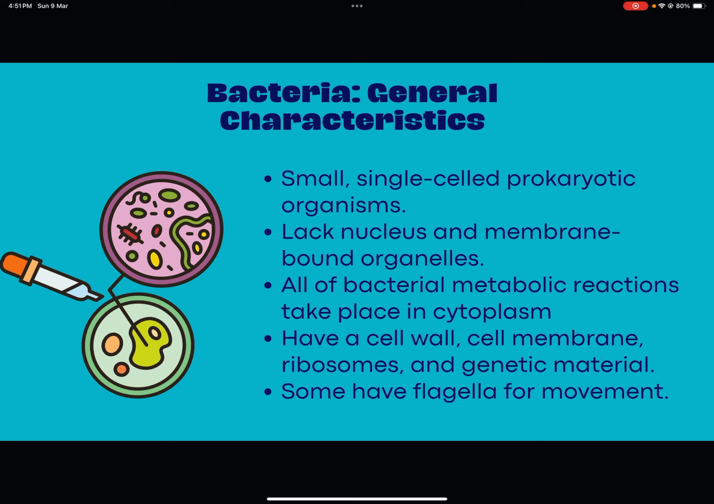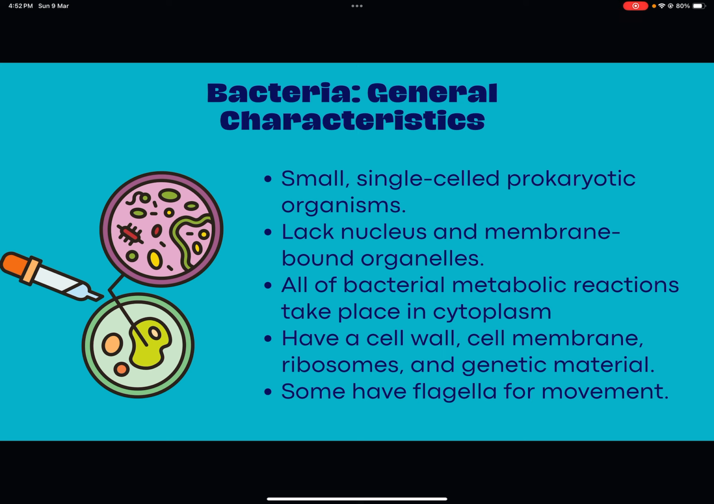So general characteristics of bacteria. Remember we said bacteria are small single-celled prokaryotic organisms. They lack a nucleus, their chromosome is circular, and they do not have any membrane-bound organelles. That means they do not contain Golgi body, they do not contain chloroplast, they do not contain mitochondria. Okay, so all of their reactions occur in the cytosol or the cytoplasm. And they also have a cell wall.